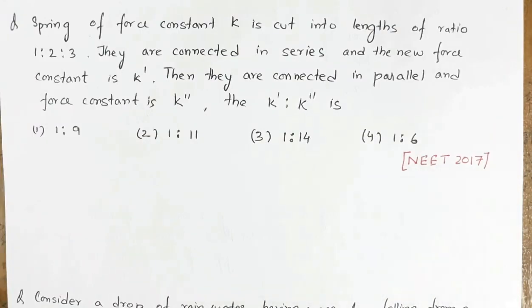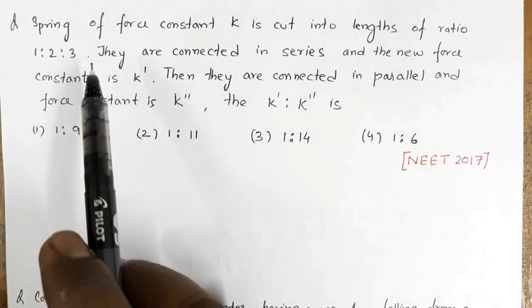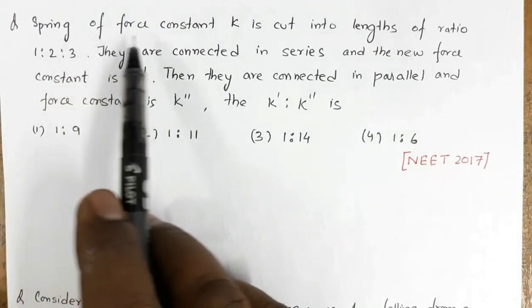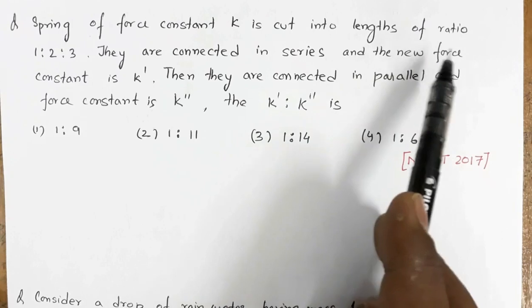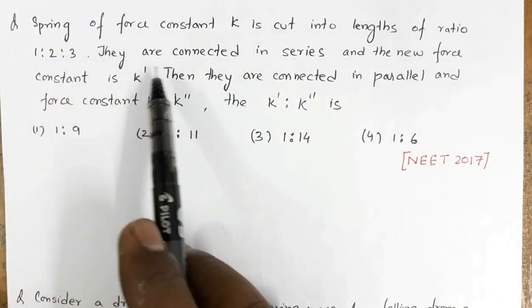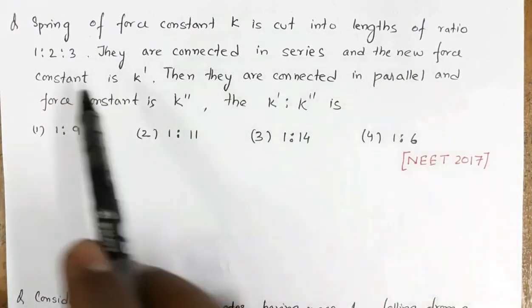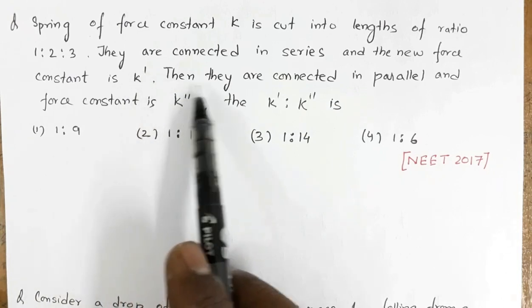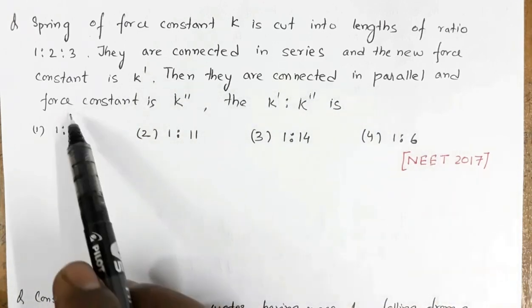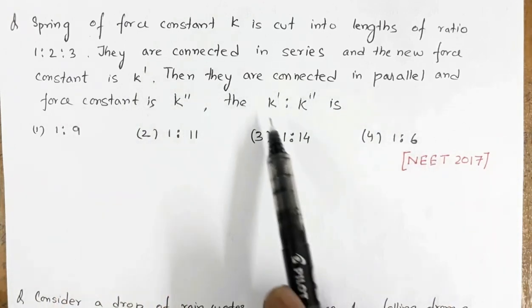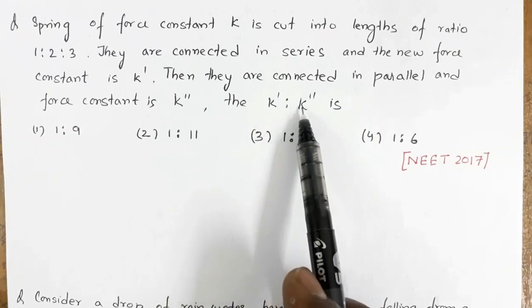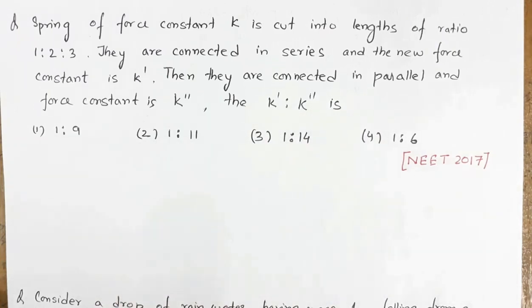So this is again from NEET 2017, problem related to spring. Spring of force constant K is cut into lengths of ratio 1:2:3. They are connected in series and the new force constant is K dash. Then they are connected in parallel and the force constant is K double dash. The ratio K dash to K double dash is. So these are the given options.